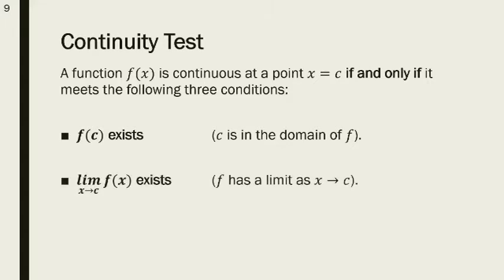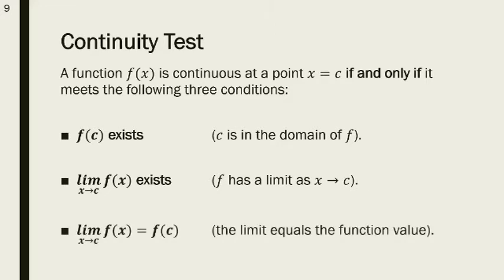Number two, the limit of f of x as x approaches c exists, meaning that the function has a limit as x approaches c. And lastly, the limit of f of x as x approaches c is equal to the function value f of c, meaning that the limit is equal to the function value f of c.